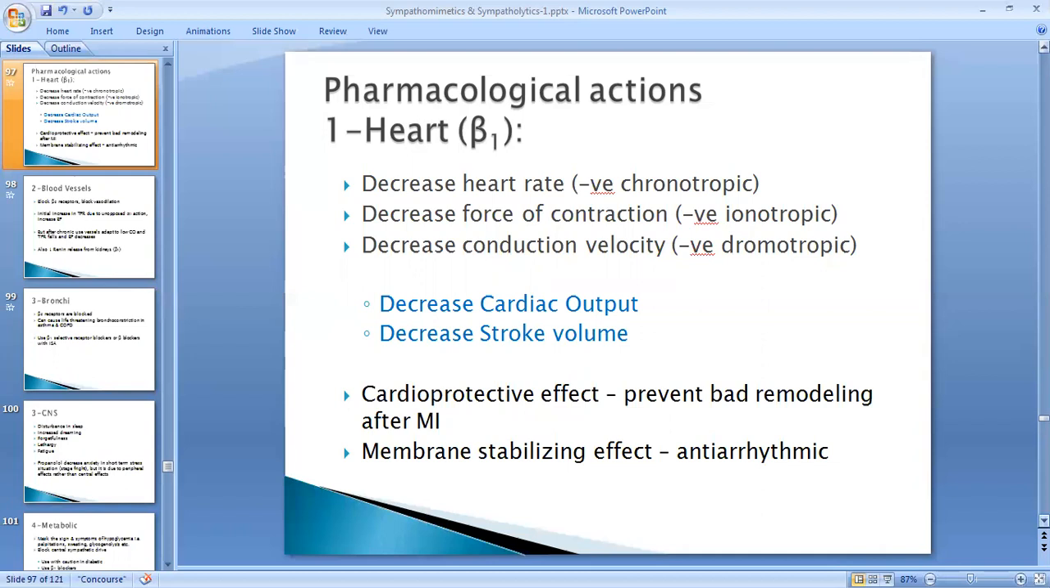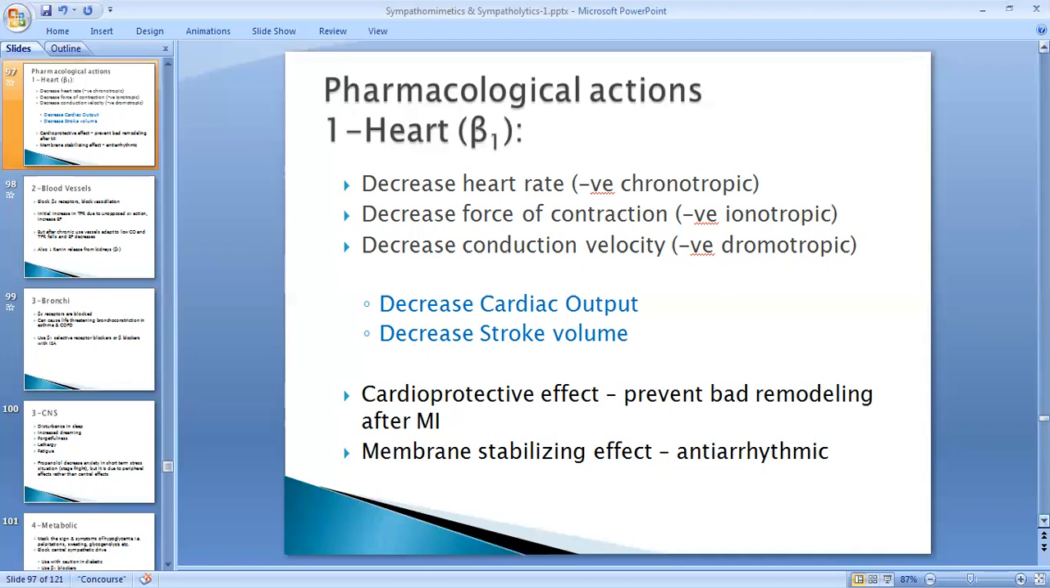Some beta blockers have cardioprotective effects, and they prevent remodeling after myocardial infarction. Remodeling is the cellular and intercellular changes which occur in the myocardium, and after that some gross changes occur in the myocardium, which lead to fibrosis. So beta blockers, like ACE inhibitors, prevent remodeling. So they are used especially after myocardial infarction.